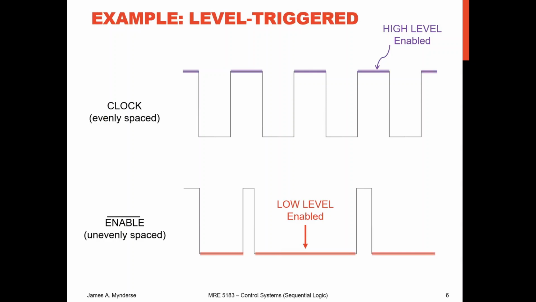The red case, you can see it's got that bar above the enable. That bar means not. And because that means not, we're looking at low as being the enable for this particular fictional device. So when the signal is low, the input changes the output, and when the clock, or the enable in this case, goes high, it stops.